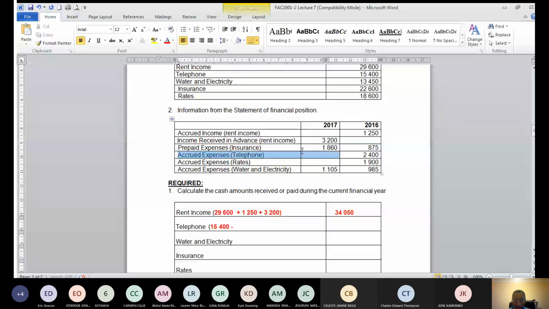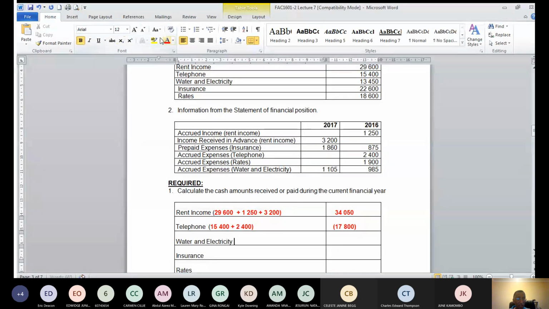I've got accrued expenses at the beginning of the year. At the end of the year, there's nothing due. So, what is my cash outflow? I had to pay last year's amount then, so it is the 15,400 of the current year plus the 2,400 Rand that was due at the beginning of the year, and therefore my total amount of cash outflow for telephone for the year will then be the amount of 17,800, an outflow of 17,800 Rand.